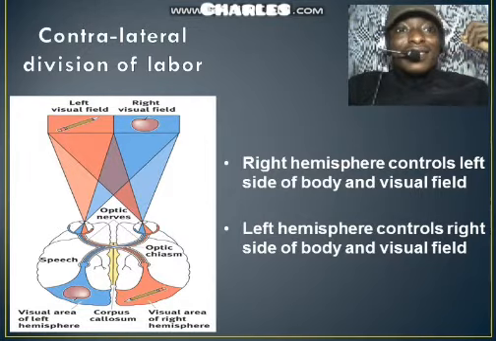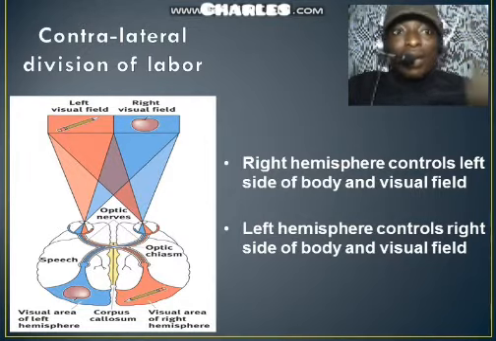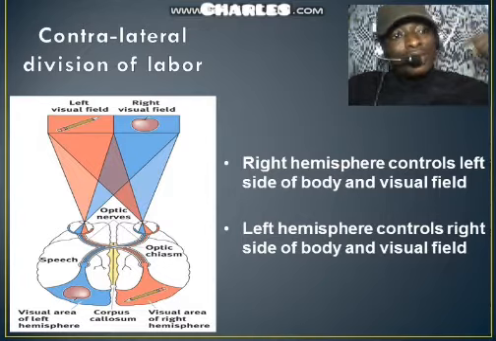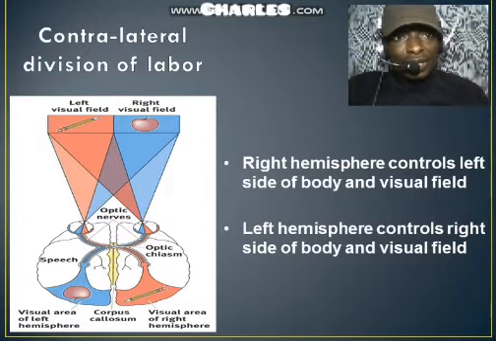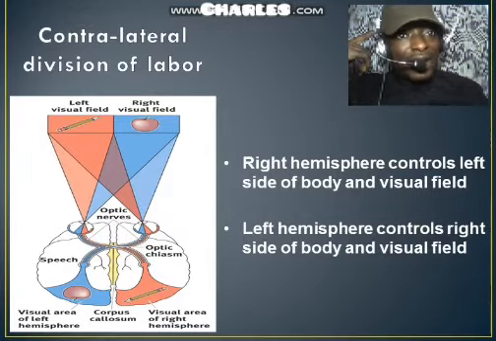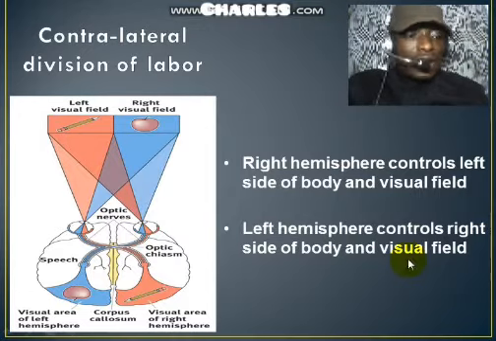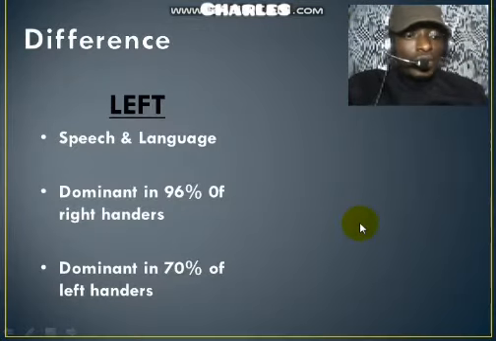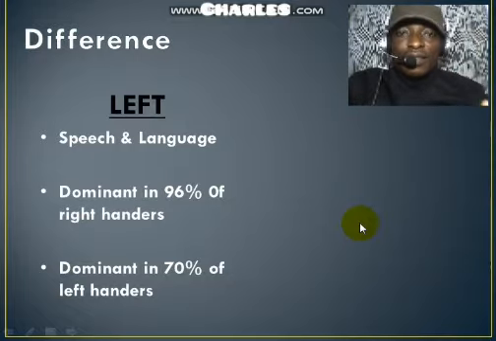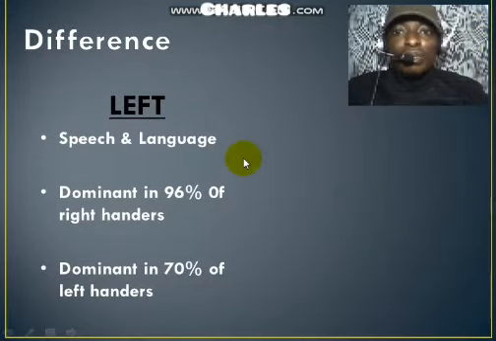The right cerebellar cortex controls the ipsilateral side of the human body, that is the same side of the body, while the left cerebellar cortex controls the left side of the body. That is how it works. Going forward, now we shall look at the differences of the left and the right cerebral cortex or hemisphere. Now, the left hemisphere plays a specific role in speech and language.